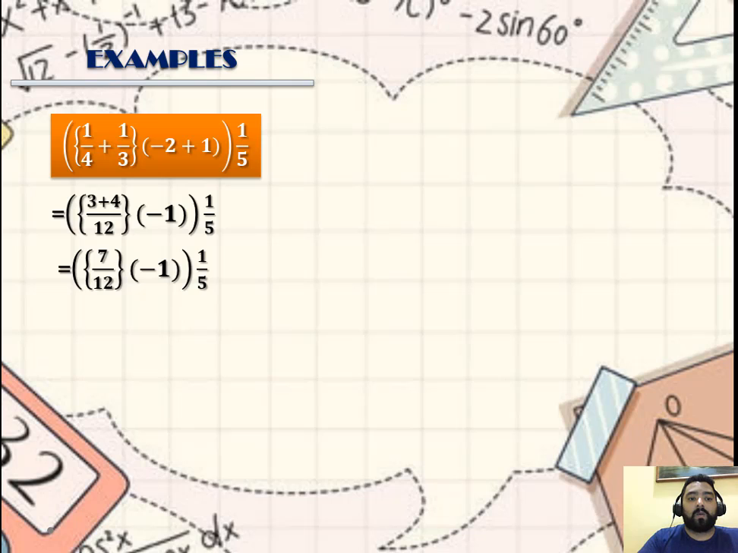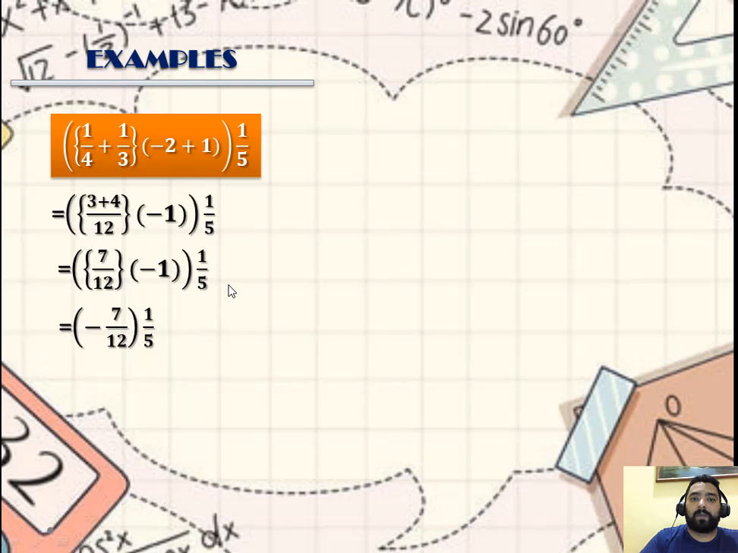Now, in the second one, when you solve 3 plus 4, it gives us 7 over 12. Then we copy the rest of the numbers. Why do we get negative 7 over 12? Because we multiply 7 times negative 1, which gives us negative 7, and 12 over 12. Remember, this negative 1 you can write over 1 if you want, and you're going to have negative 7 times negative 1 giving negative 7, and 12 times 1 giving 12.